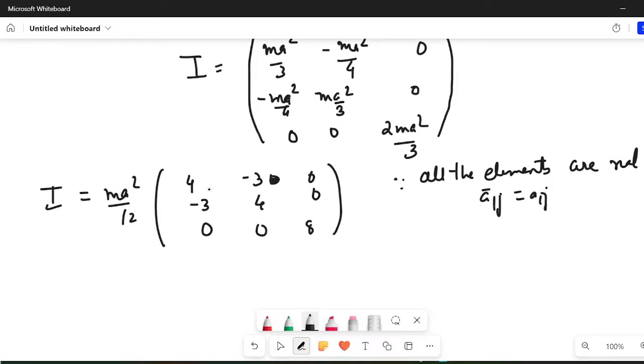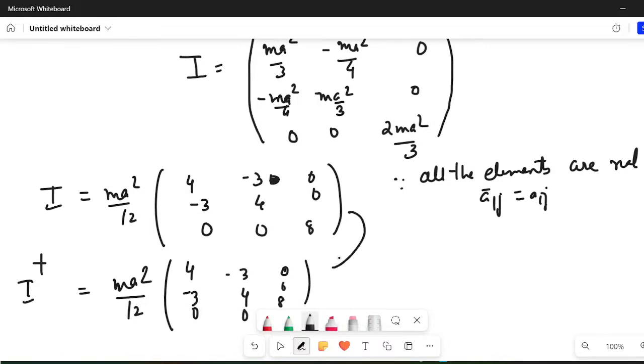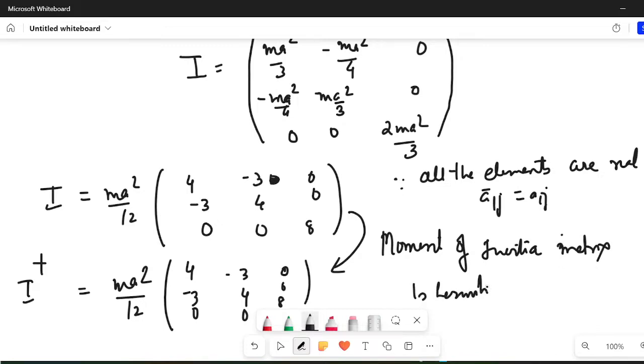Okay, now if I want to take the transpose, what will I get? I'll get ma square. So I'm doing the I dagger operation. I've taken the conjugation; I know all the elements are real, so it's hardly going to matter. This would be 4 minus 3 0. It would be minus 3 4 and 0. It would be 0 0 8. So clearly both of these matrices are the same. So remember, the moment of inertia matrix is Hermitian. It is one example of Hermitian matrices: the moment of inertia matrix is Hermitian.